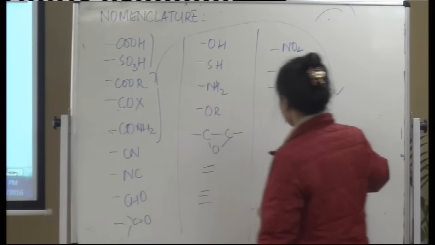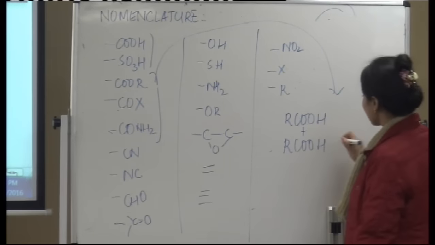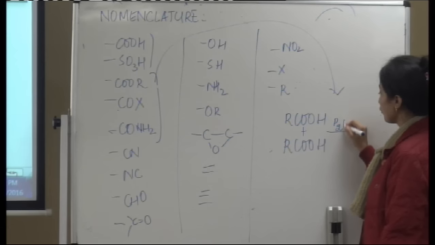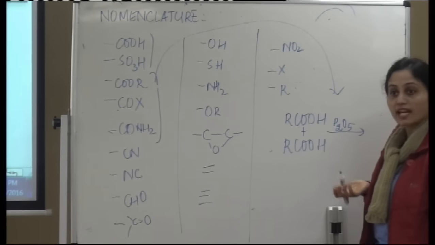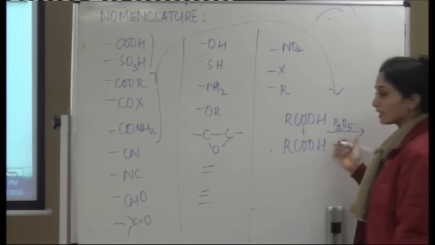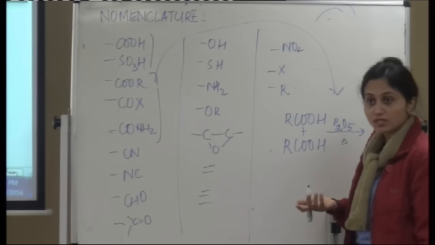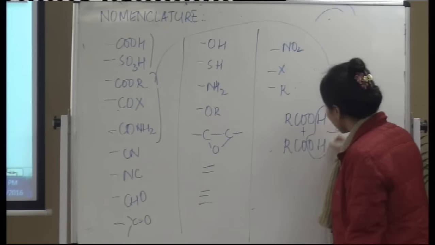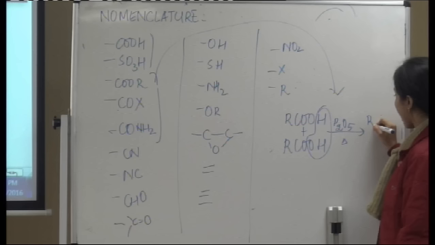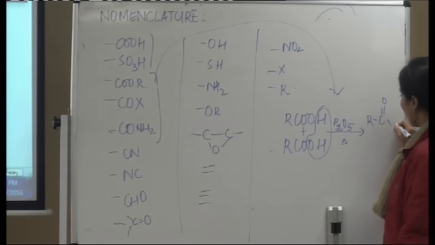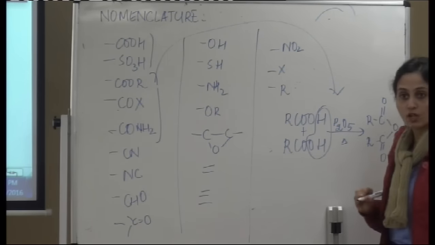If you have RCOOH plus RCOOH, then in that case you add P2O5. P2O5 is what? It is a dehydrating agent. तो वो क्या करेगा? पानी निकाल लेगा. Dehydrating, hydrating means water. So it will take out water from here, and what you will get is R, C, double bond O, O, C. So this will be your ester.